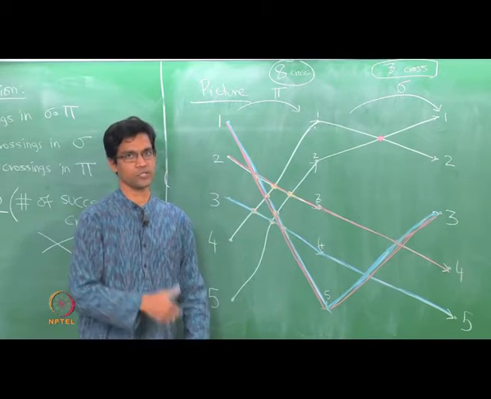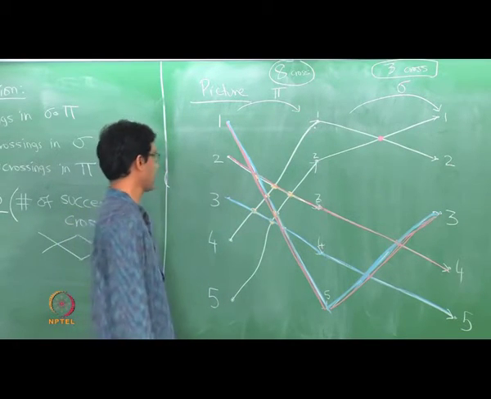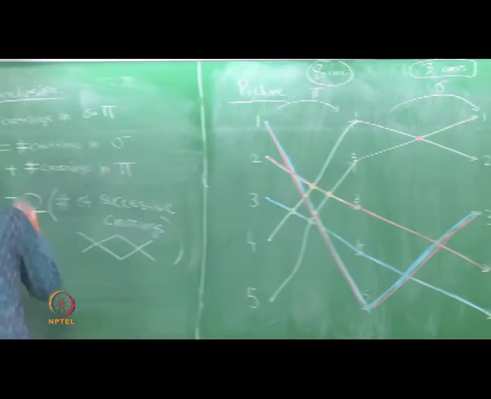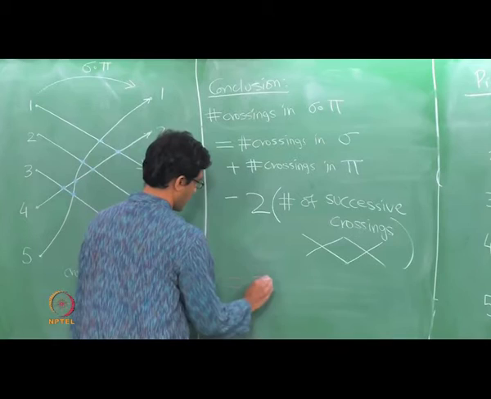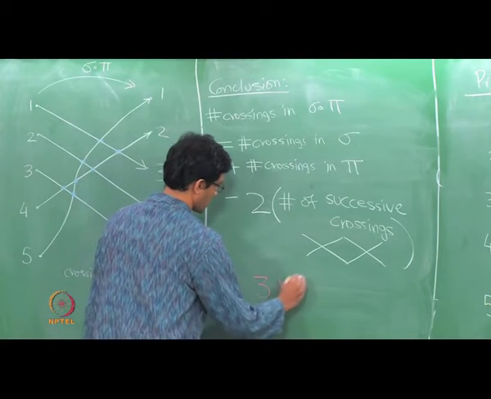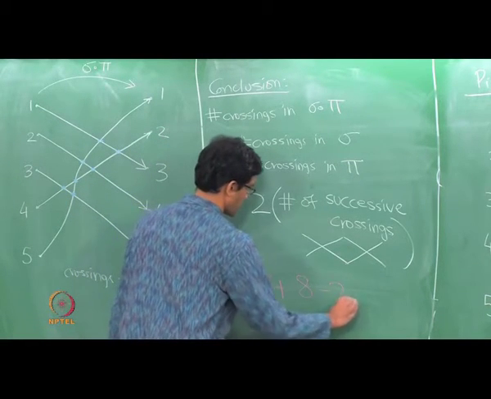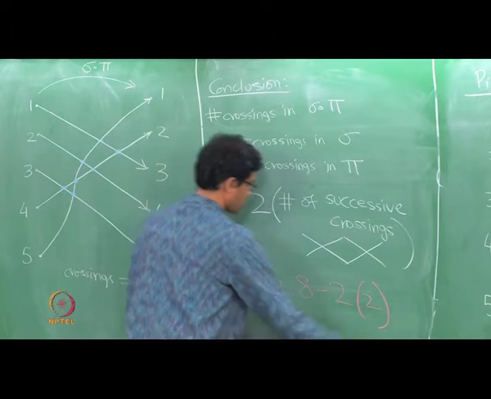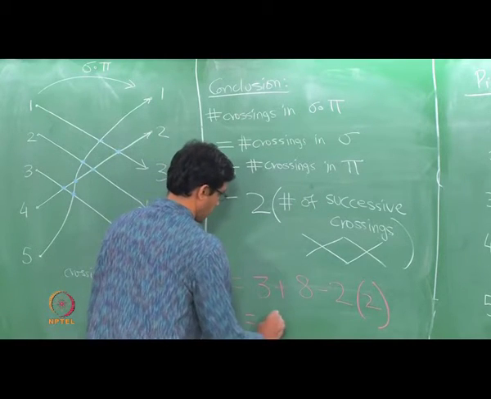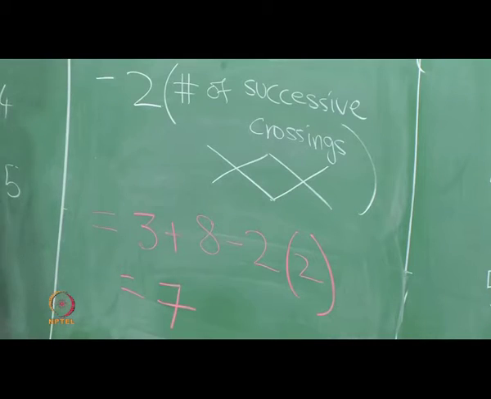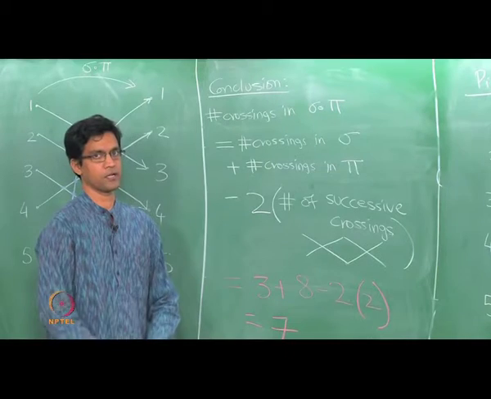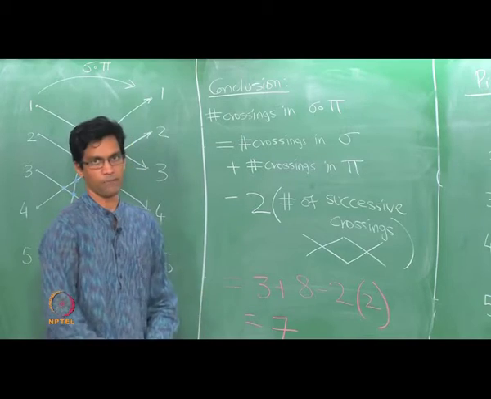So there are 2 successive crossings in this diagram, and so this formula, in this example at least, gives you the following. There are 3 crossings in sigma, 8 crossings in pi and 2 successive crossings, so minus 2 times 2, so there should be 11 minus 4, which is exactly 7 crossings. So the number of crossings in the composition is exactly given by this formula.